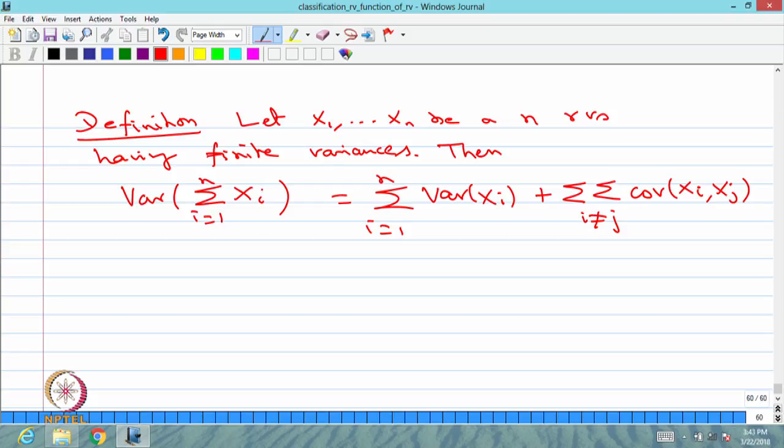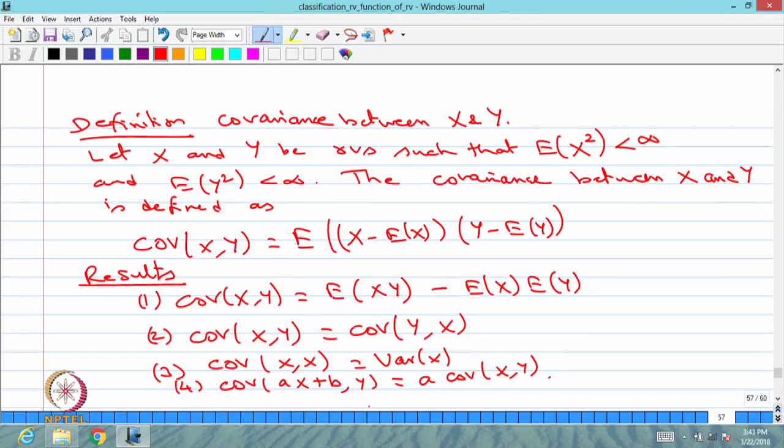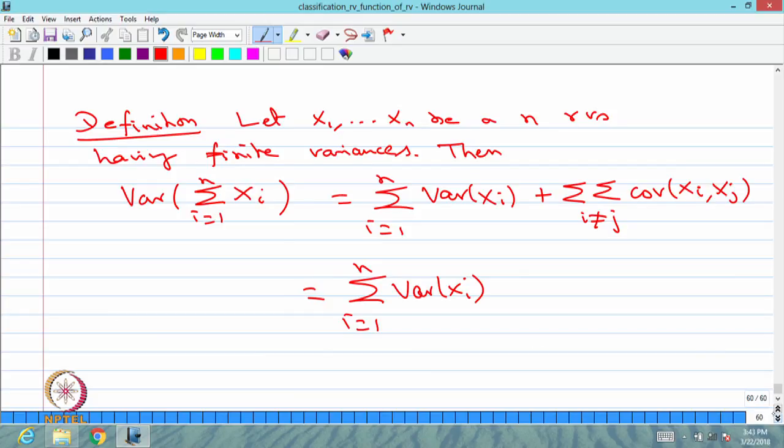This can be rewritten. That is, summation of i is equal to 1 to n, variance of each random variable. Since using result number 2, covariance of X comma Y is the same as covariance of Y comma X, the second summation can be rewritten in the form of 2 times double summation covariance of Xi with Xj. Now the condition instead of i not equal to j, I can write i less than j because we have put the 2 times. So both statements are one and the same.